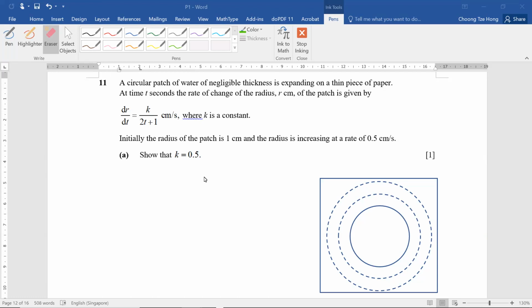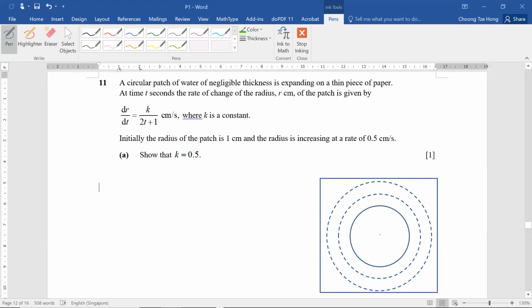Basically we know that when we drip some water on the paper, the water is going to spread out due to capillary action. In this case, we assume that the patch of water is an ideal circle. As time goes by, the circle gets bigger and bigger, the water will spread out, so the radius of the circle will increase.